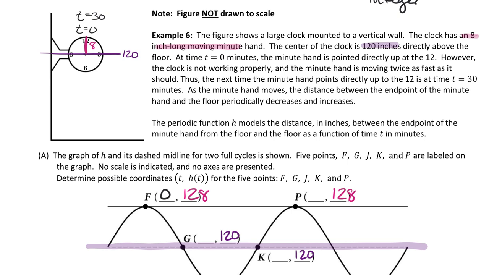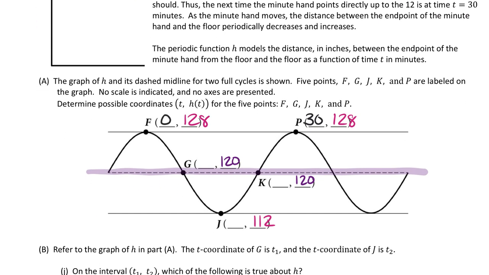What's the input value or the time when we get back up to the top? 30. So P, the next time we're back up at the top, should be 30. Now this motion happens continuously, meaning it's not going to speed up or slow down, like the left side of the clock goes faster than the right side of the clock. That's not a thing. So that means that we should right now be able to tell what time it is when this clock is at point J.